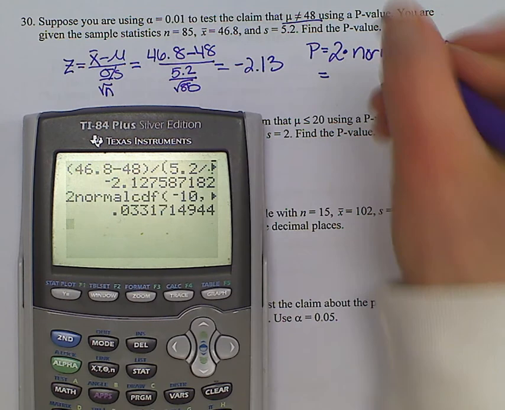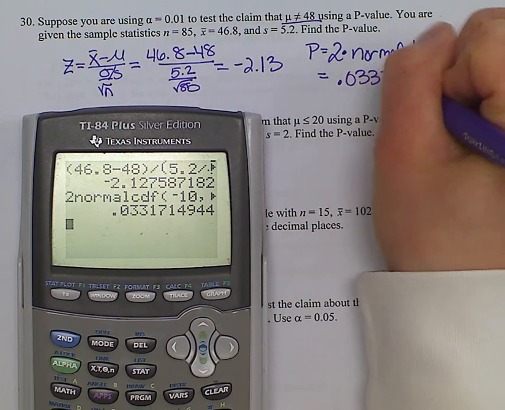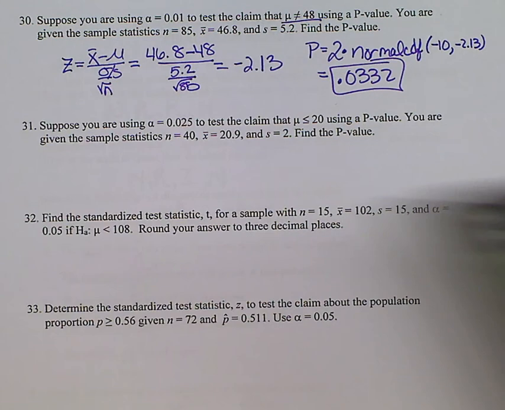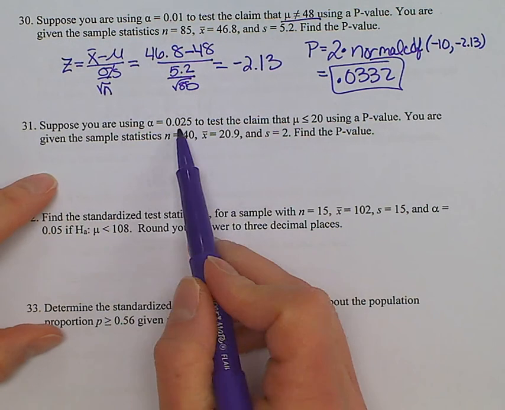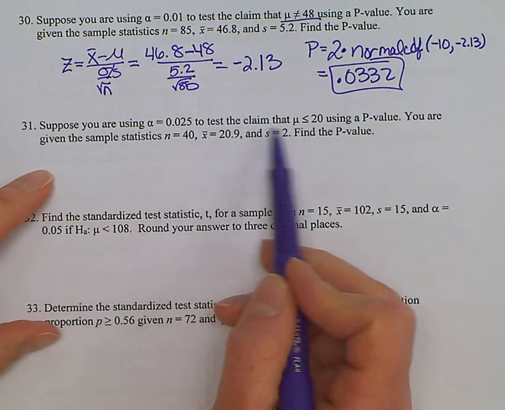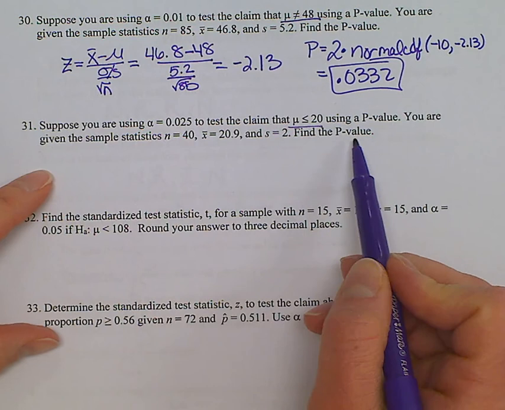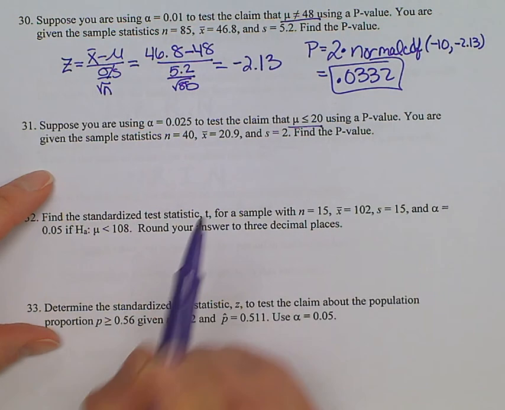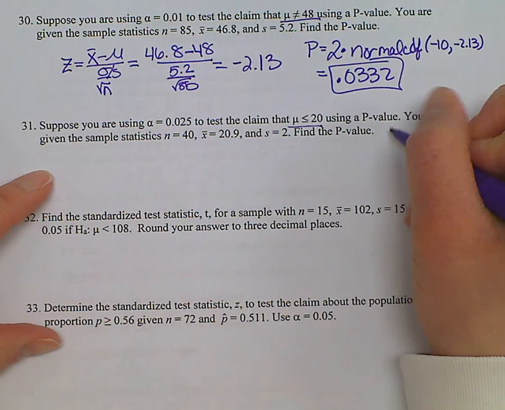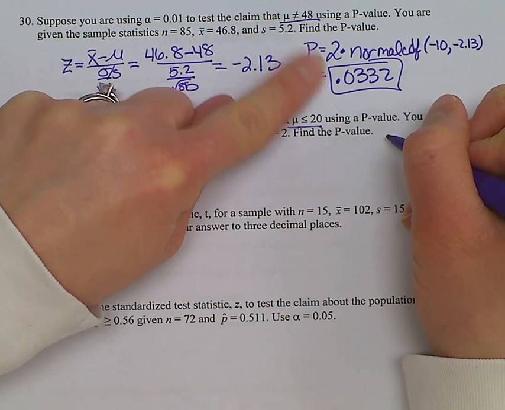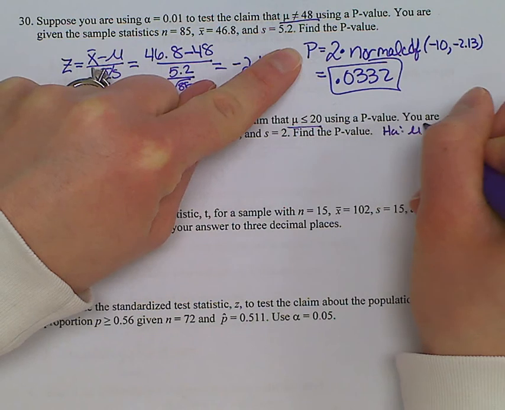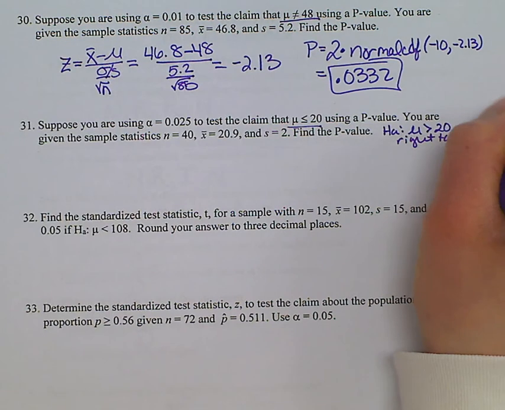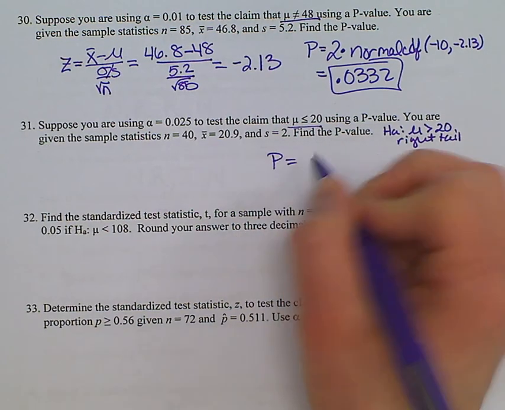We get 0.0332. And number 31. Suppose you're using alpha being 0.025 to test the claim that the mean is less than or equal to 20 using a p-value. Well, using a p-value, we do need to know the type of test we have. Previously, we had a two-tailed test, so we had to times our tail by 2. In this one, our alternative hypothesis is going to be greater than 20, which means we have a right-tailed test.